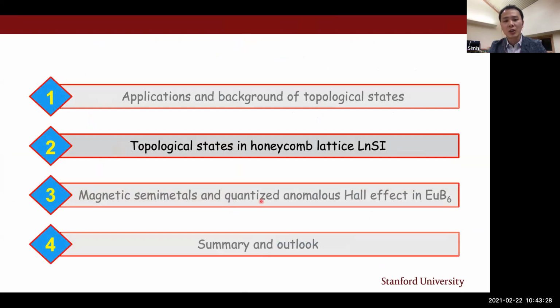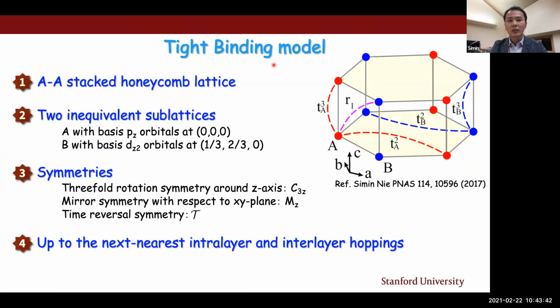Next, I will introduce our recent work. Here we studied a specific AA-stacked honeycomb lattice and the topological states in the lattice. There are only two equivalent sublattices, A and B. A with basis pz orbital is located at 0, 0, 0. B with basis dz² orbitals is located at 1/3, 2/3, 0.